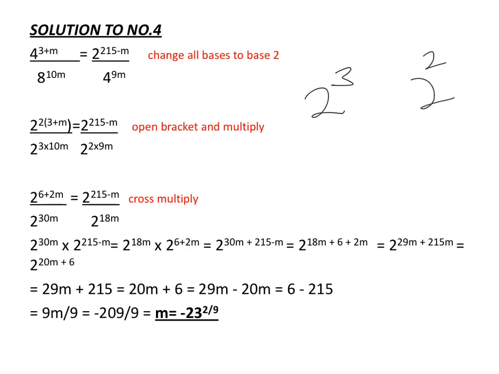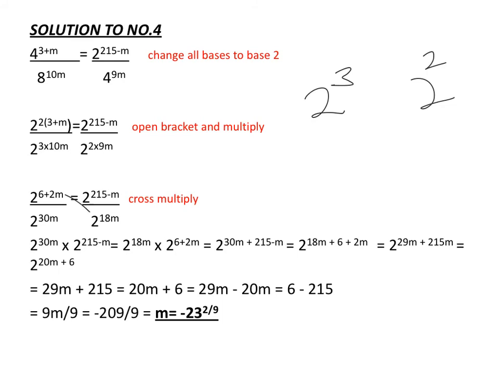So you have 2 raised to power 2 bracket 3 plus m all over 2 raised to power 3 bracket 10m. Either I use brackets or times, they're the same thing. So 2 raised to power 3 times 10m is equal to 2 raised to power 215 minus m all over 2 raised to power 2 times 9m. So we have 2 raised to power 6 plus 2m all over 2 raised to power 30m equal to 2 raised to power 215 minus m all over 2 raised to power 18m.